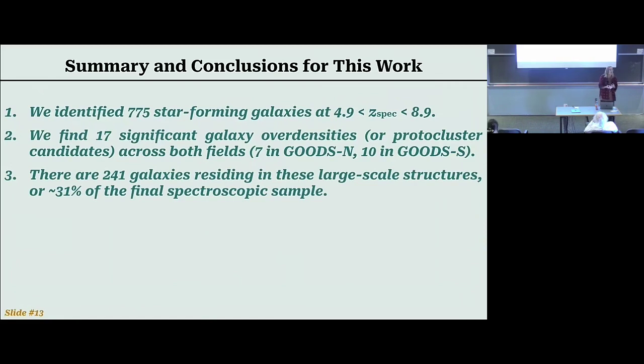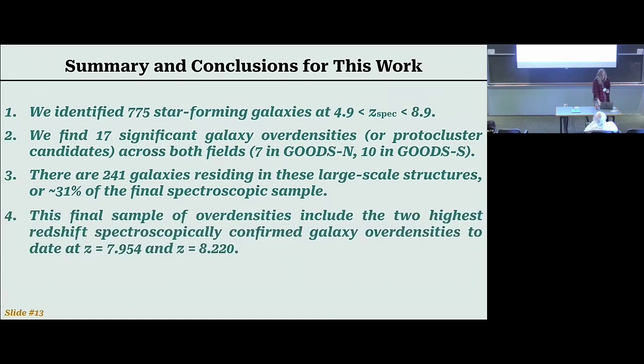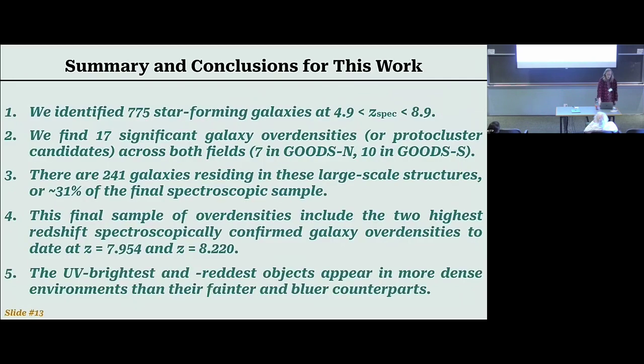And more than 83%, if you look at the galaxy overdensity value, is more dense than the background average, as Peter Baruzzi was alluding to half an hour ago. The final sample includes the 2 highest-redshift spectroscopically confirmed overdensities to date, at redshift 7.954 and 8.220. And the UV brightest and reddest objects appeared in the most overdense environments, which we interpret as accelerated evolution.